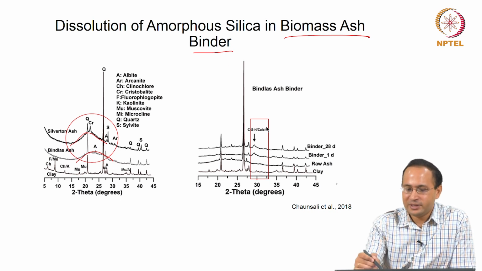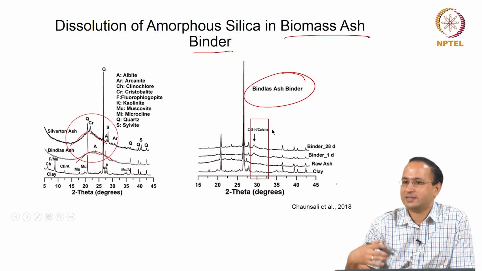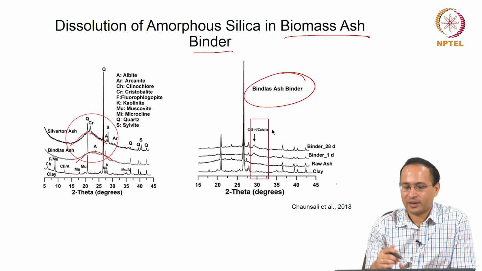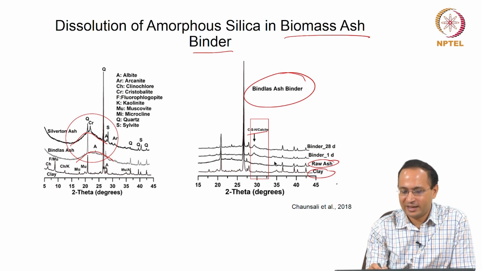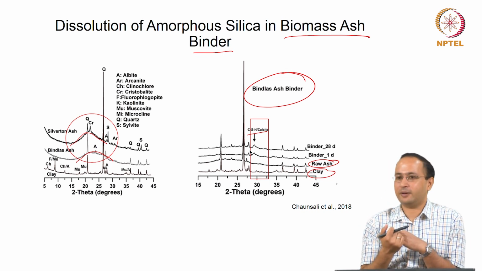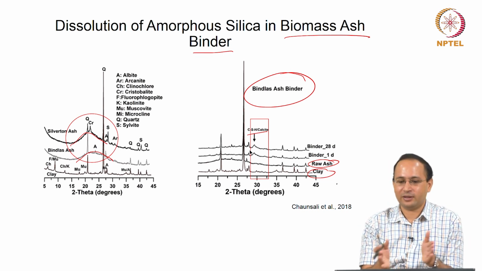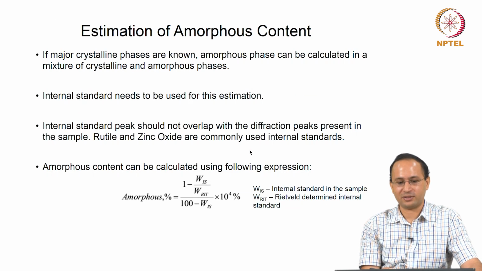Now, this is a binder, rather than going into detail, when you mix this biomass ash with lime, you see formation of CSH. In raw ash and clay you do not have any peak at around 29 degrees, but in the binder, as soon as you add calcium hydroxide, you see the reaction between amorphous silica and calcium hydroxide, and the formation of calcium silicate hydrate. So, you can get an idea about the dissolution of the amorphous phase by tracking the hydration. This is also an application of X-ray diffraction.